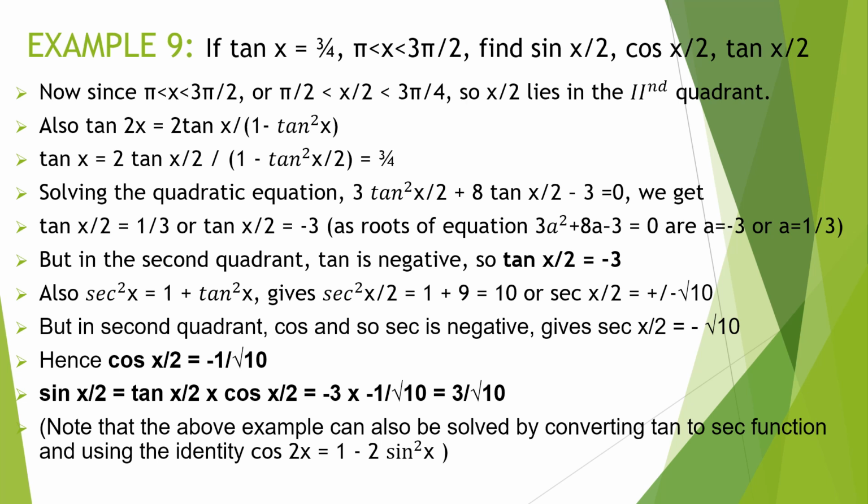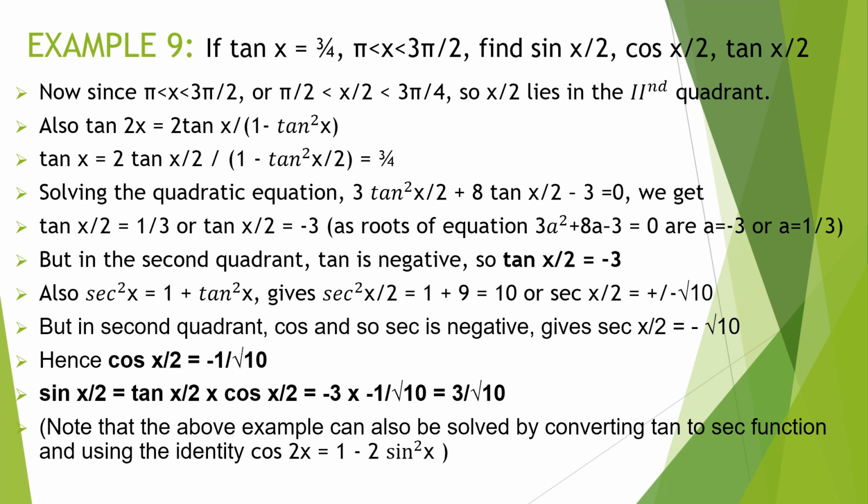Now the roots over here are minus 3 and 1 by 3, and what is the variable? Our variable is tan x by 2. So tan x by 2 is 1 by 3 or tan x by 2 is minus 3. But in the second quadrant we know that everything except sine is negative. So tan is negative. So tan x by 2 is minus 3. We choose minus 3 because tan is negative.